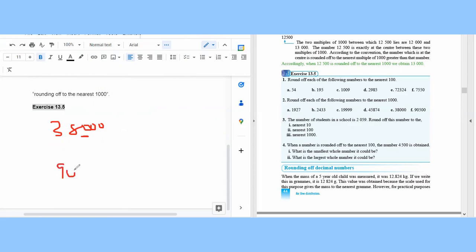Then 90,500. So you look at the hundreds column. It is 5 or more. You round up. So 91,000. It should be 91,000.